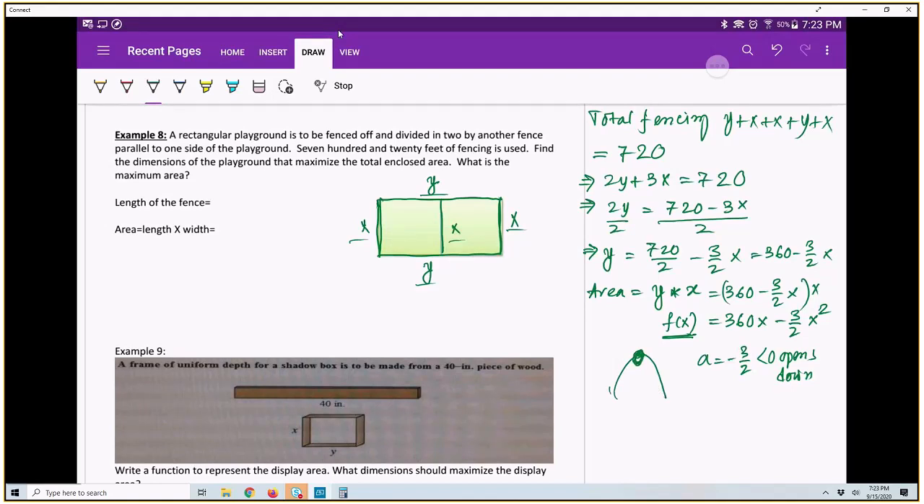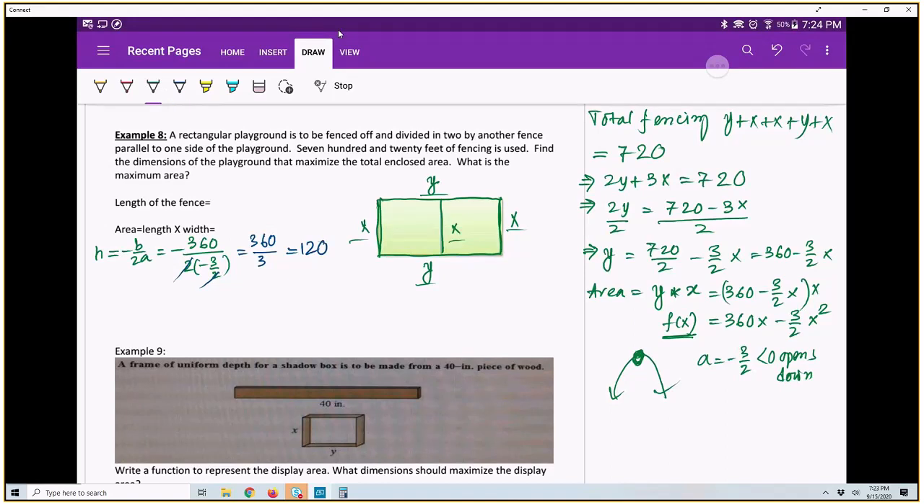Okay, so what I do now, I find the vertex. So for the vertex, I'm going to first find h. h is going to be minus b over 2a, which is minus b, b is 360 in this problem, a is negative 3 halves. So that's good news because the 2 and 2 will cancel. Minus and minus will cancel. So I will get 360 over 3, and that is 120.